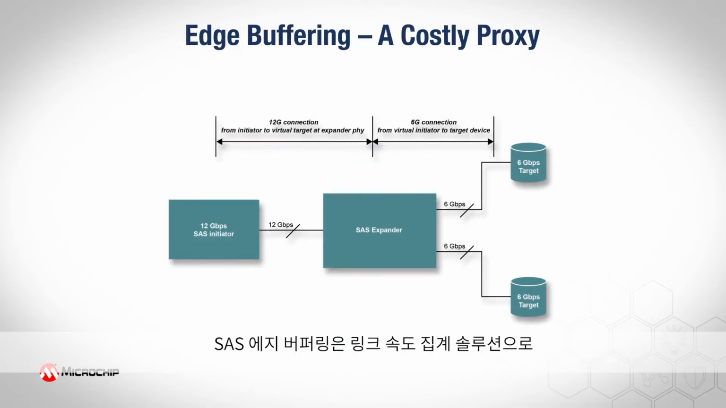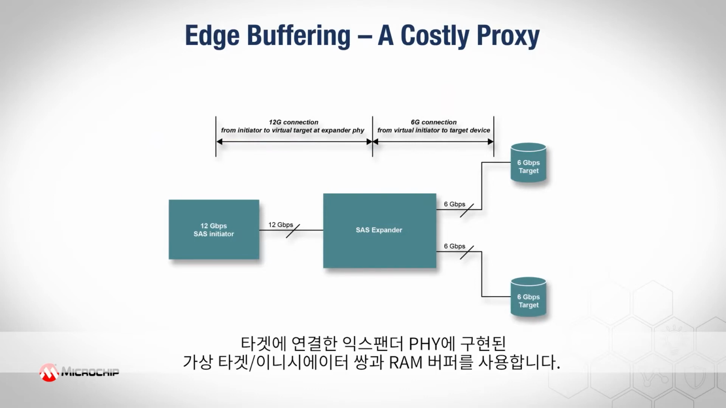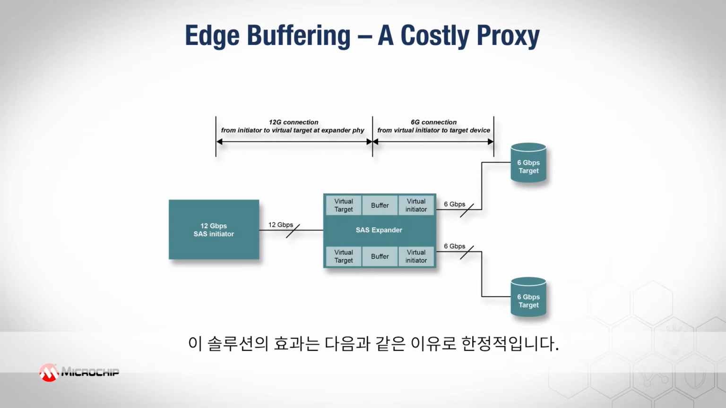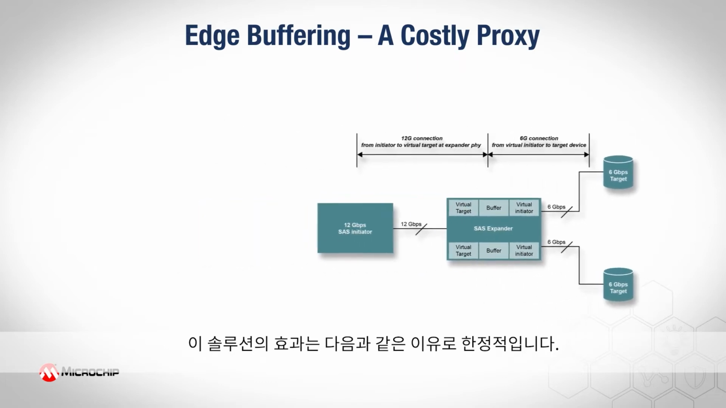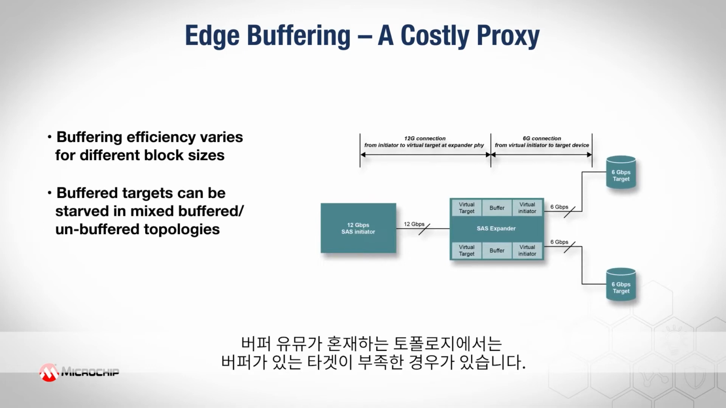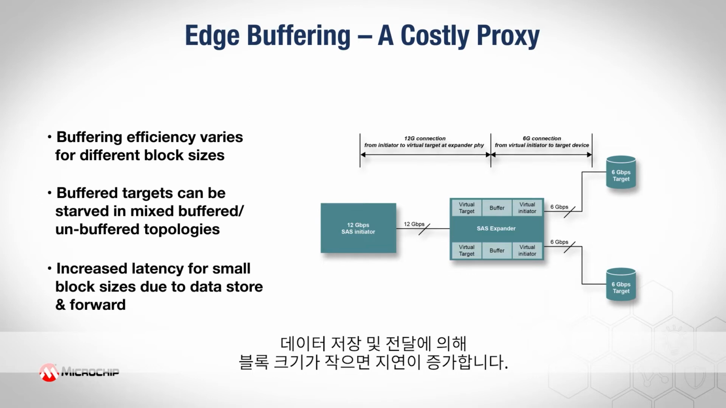SAS edge buffering is a link speed aggregation solution that uses a virtual target initiator pair with a RAM buffer implemented at each target attached expander PHY. The expander then acts as a proxy for the initiator-target relationship by using a store and forward mechanism. The effectiveness of this solution is limited because buffering efficiency varies for different block sizes, buffered targets can be starved in mixed buffered-unbuffered topologies, and there is increased latency for small block sizes due to data store and forward.